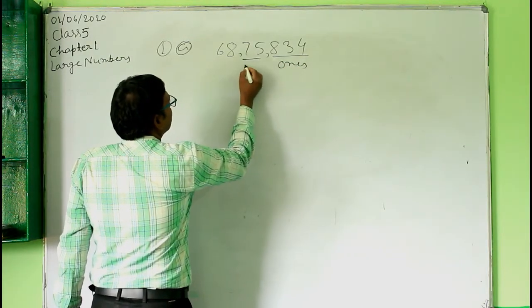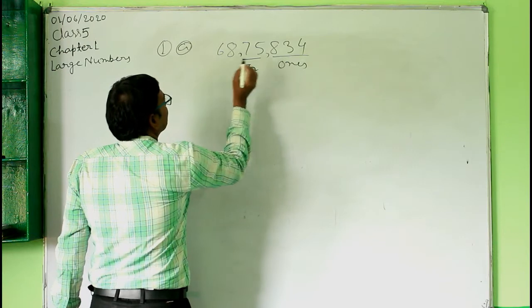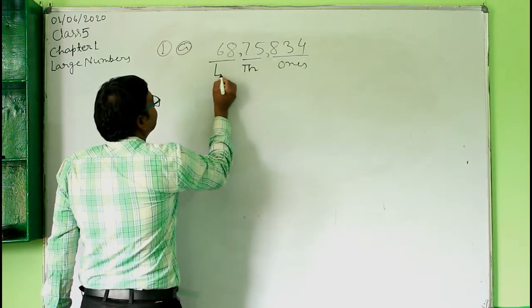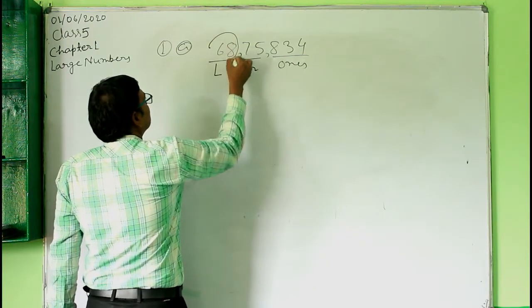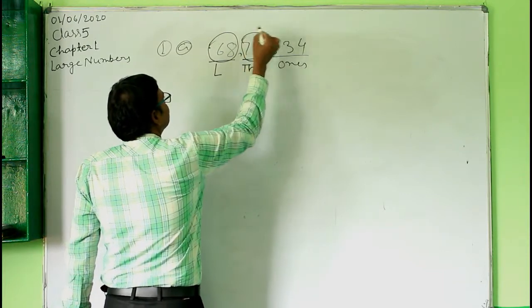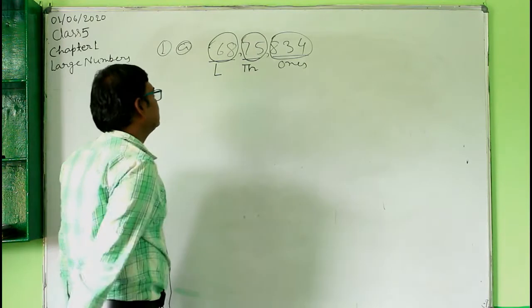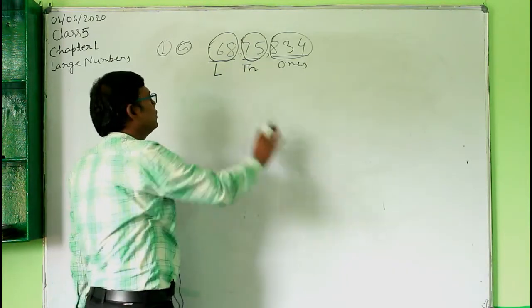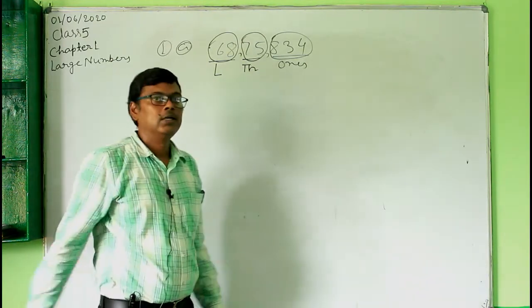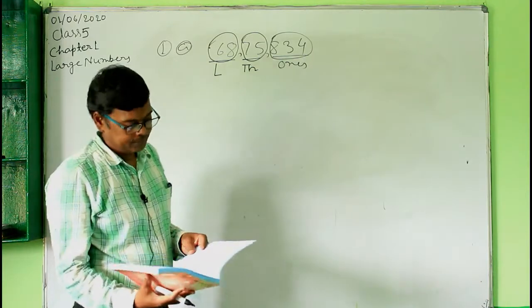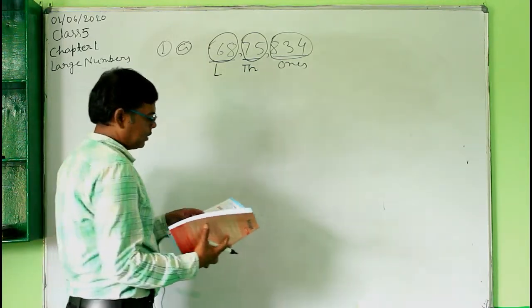So this is the ones period, and this is the thousands period, and this is in the lakhs period. So these are the periods: lakhs period, thousands period, and then ones period. In ones period we have always 3 digits, and in other periods we have only 2 digits in case of the Indian system of numeration. So in this way we can separate other numbers.